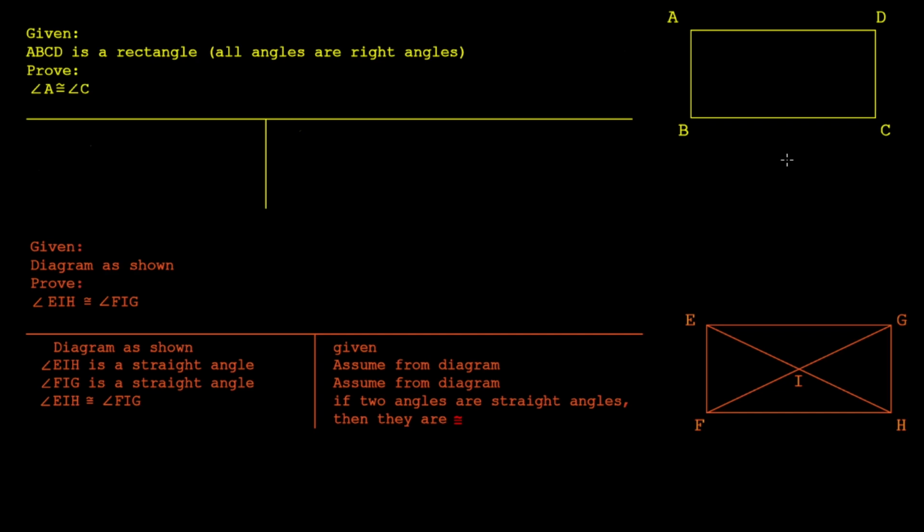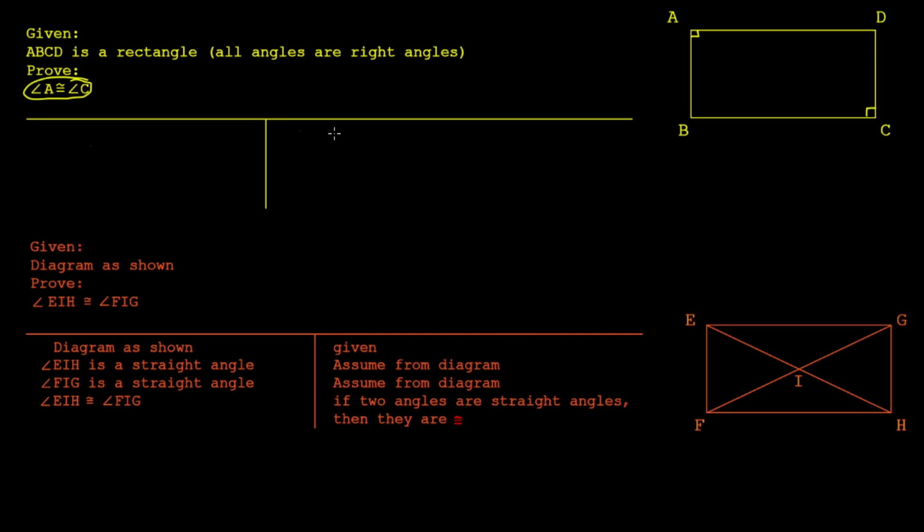Let's do it one more time. ABCD is a rectangle. All angles are right angles. Next thought. Angle A is a right angle, properties of a rectangle. Angle C is a right angle, properties of a rectangle. Angle A is congruent to angle C. If two angles are right angles, then they are congruent. Make sure you understand what I mean on this.